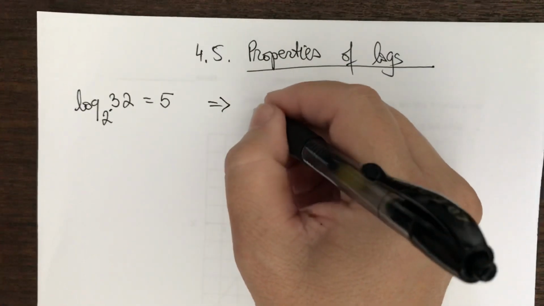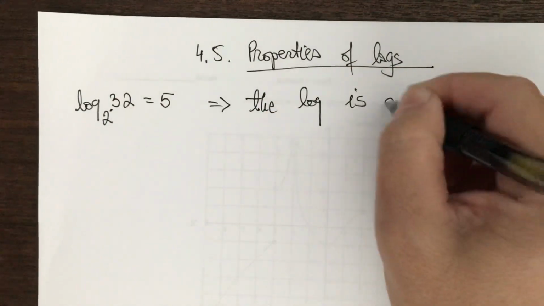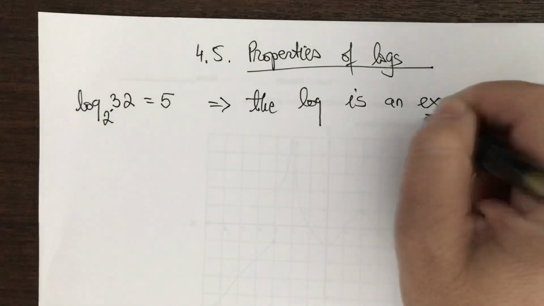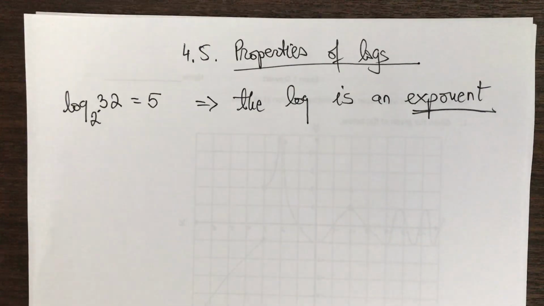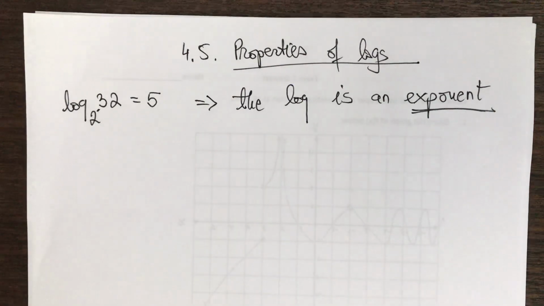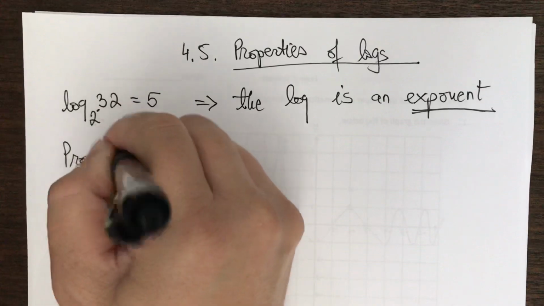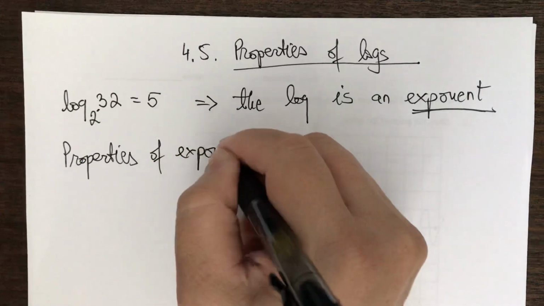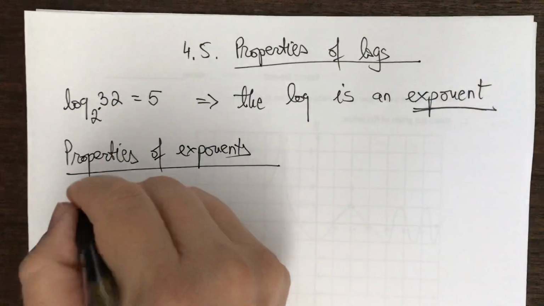So one more time, the log is an exponent, right? And so that's kind of what I want to leave it at, because if the log is an exponent, that means those properties of exponents somehow will have to apply back to logs. Okay, so that's what I want to go over next. Review those properties of exponents that you have learned in your algebra classes. Okay. So, what are those properties of exponents?